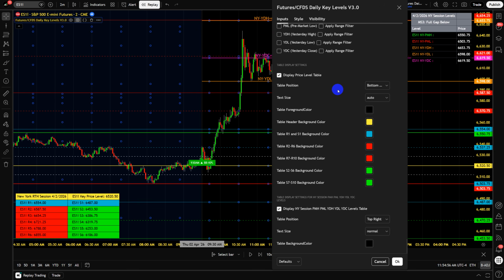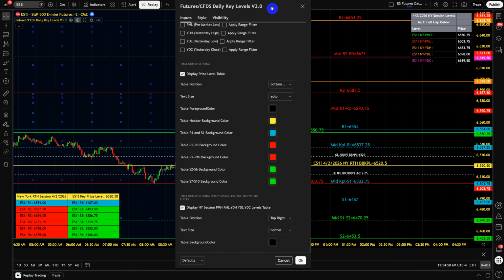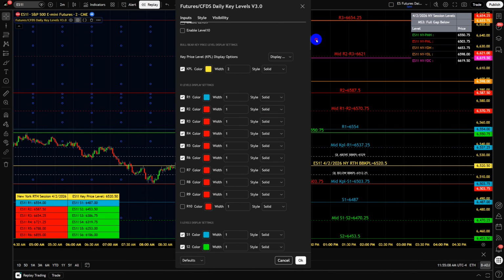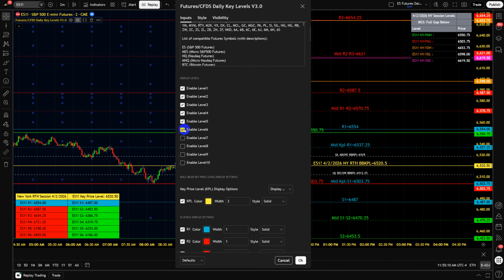Now, one reason why you might want to have this on, even though it does take up some space on your chart, is, for example, if you are the type of trader that normally only wants to have fewer levels turned on.